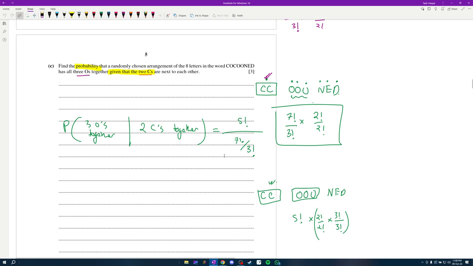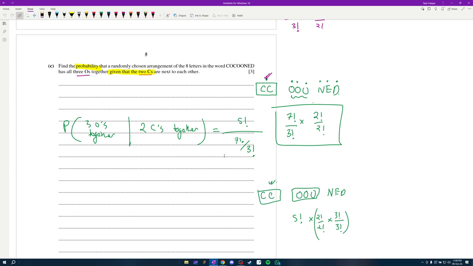Next, find the probability that a randomly chosen arrangement has all 3 O's together, given that the 2 C's are next to each other. Oh, so this is probability, conditional probability. So here the condition is that the 2 C's are next to each other. Okay, so let's find that out first.